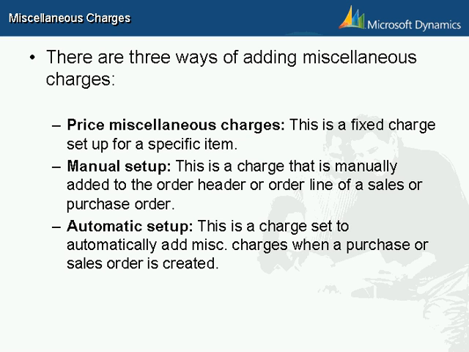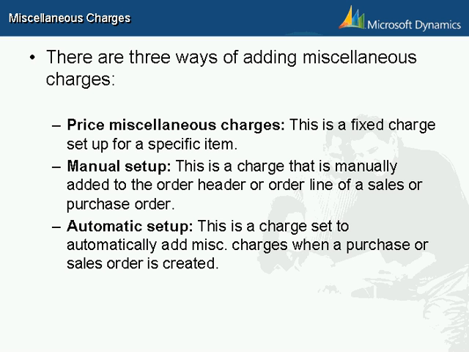Price miscellaneous charges. This is a fixed charge set up for a specific item. For example, a startup fee that is charged at the time that the item is traded. The price miscellaneous charge is set up on the item form. Next way is manual setup. This kind of charge is manually added to the order header or order line of a sales or purchase order. For example, a one-time fee that is charged to the whole order or a specific line on an order.